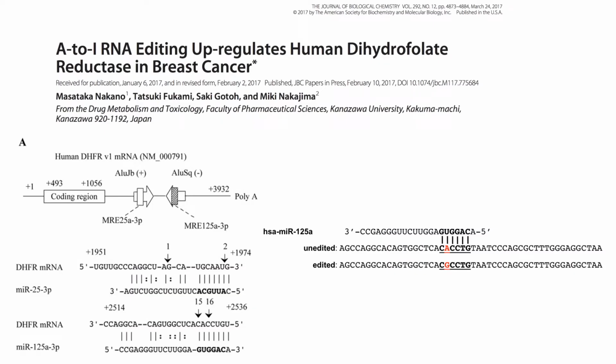Here is an example of an RNA editing site that has been previously described in the literature that we also identified as an edQTL RNA editing site. In this study, the authors show that microRNA 125a targets the unedited form of the DHFR mRNA. They were able to show that the RNA editing at this site is able to block microRNA-mediated degradation, and this results in increased steady-state levels of the DHFR mRNA.